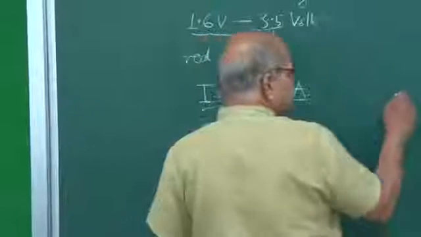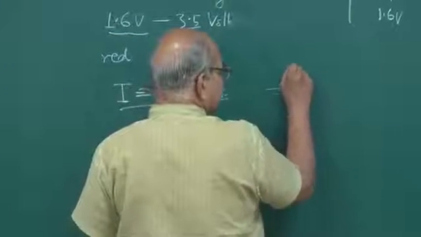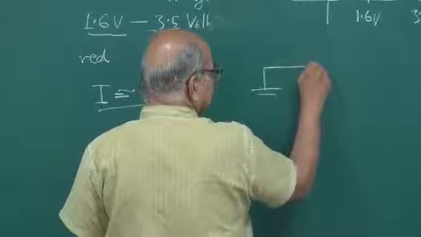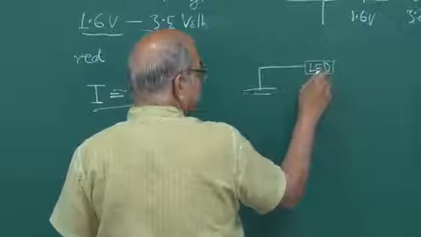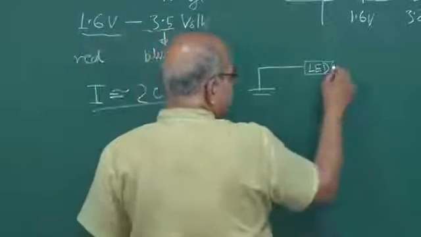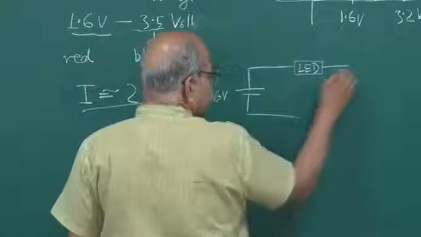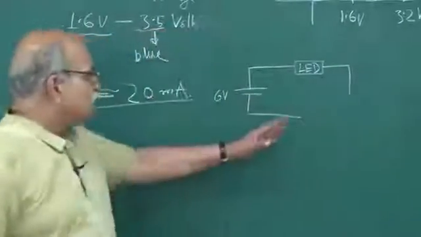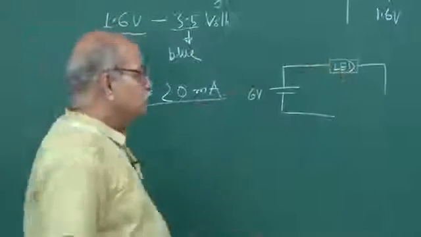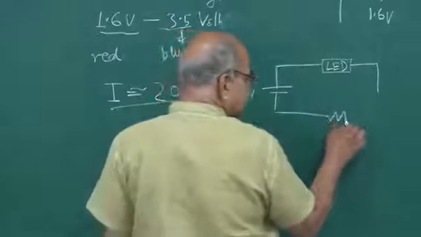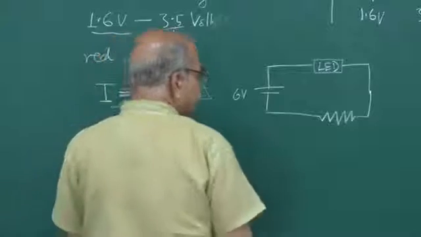Suppose you have a 6 volt battery, and you want to connect this LED here in forward bias. And this is 6 volt. So if you want to send only 20 milliamperes here, what should you do? You should apply some kind of a resistance here. And how much should that resistance be?